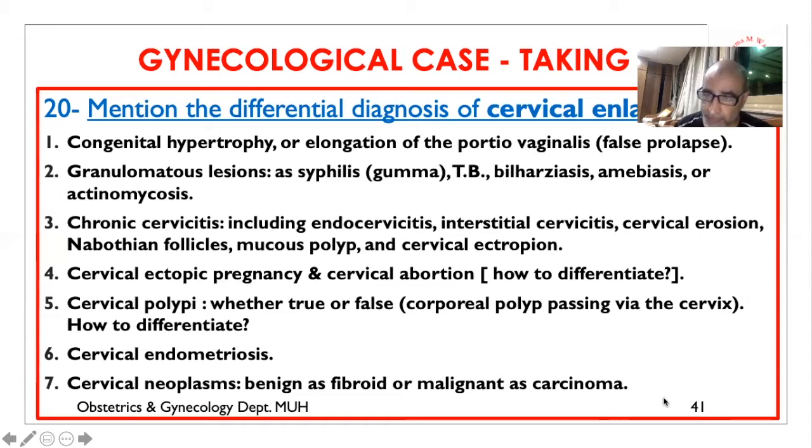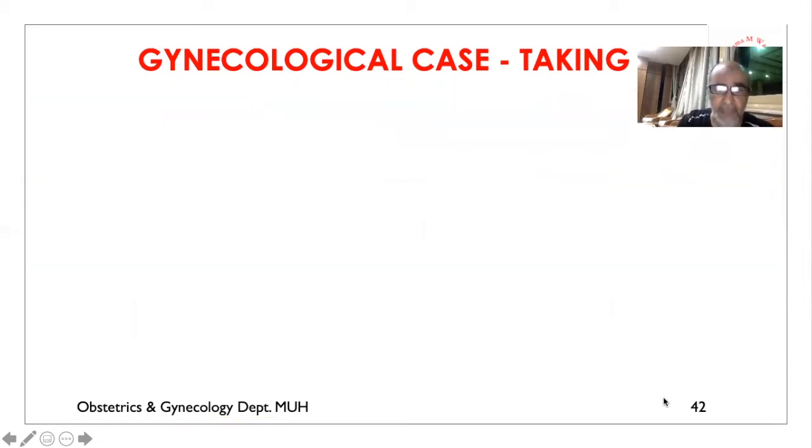Cervical endometriosis, which is a rare condition, and cervical neoplasm, especially cervical fibroids, which may be central or anterior or posterior, or pseudo-cervical fibroids originating from the broad ligaments and appearing as cervical fibroid, or maybe a malignant lesion such as cancer cervix.